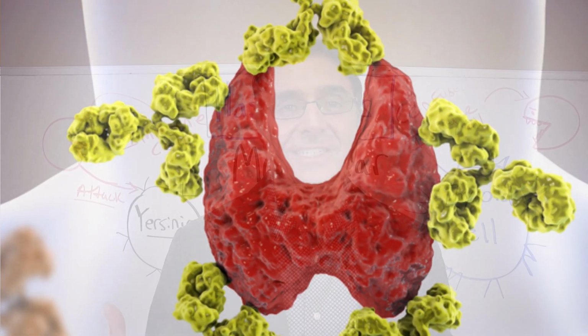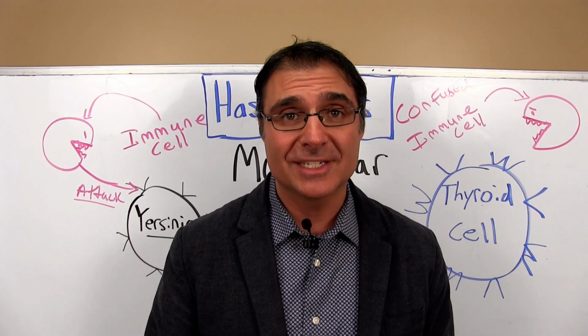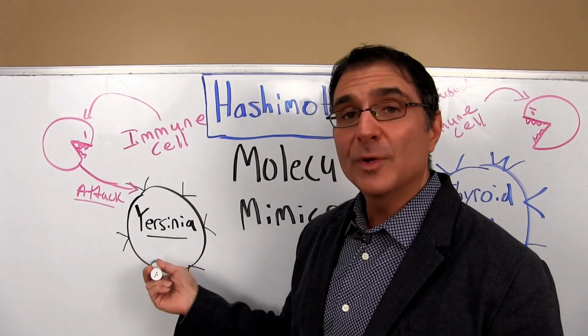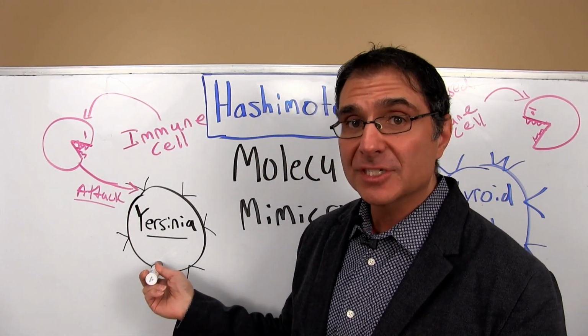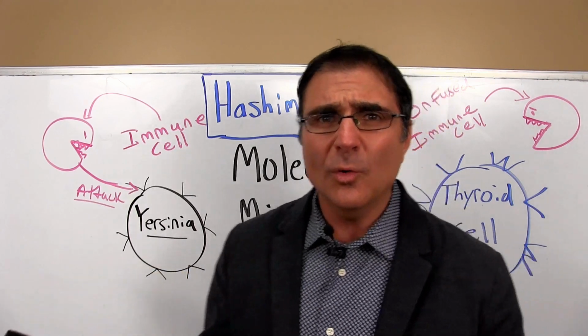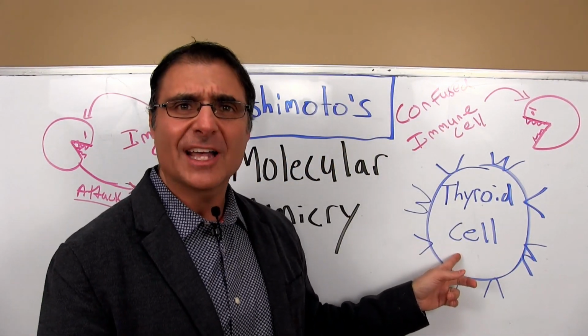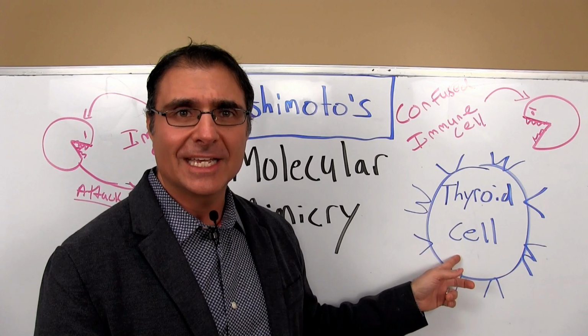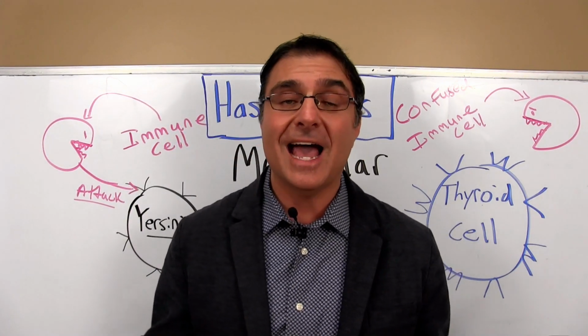So what this then causes is a very confused immune system. The immune system starts to go, well, we got to attack this bacteria, the Yersinia, and then it goes, well, wait, this thyroid cell kind of looks like the bacteria Yersinia, so it starts to then attack both.